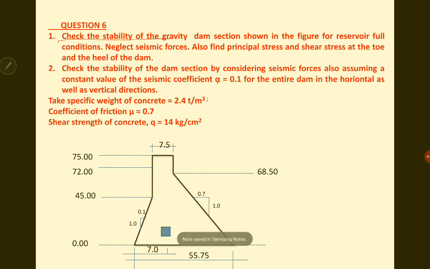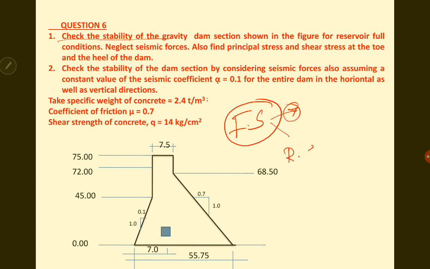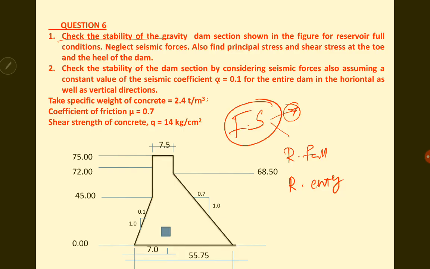That is, if the forces that act there are within the safe limit, then you can say that the structure is safe. So for that, what do you have to find? You have to find the factor of safety. Okay. So after finding all the values that you found in question number 5, you have to check the factor of safety for two conditions, that is the reservoir full condition and the reservoir empty condition. Once you find the factor of safety value and it is within the limit, you can say that the structure is safe.